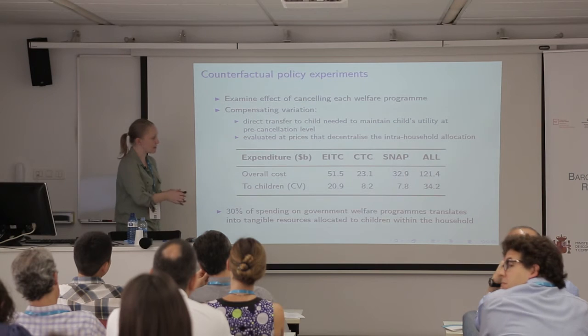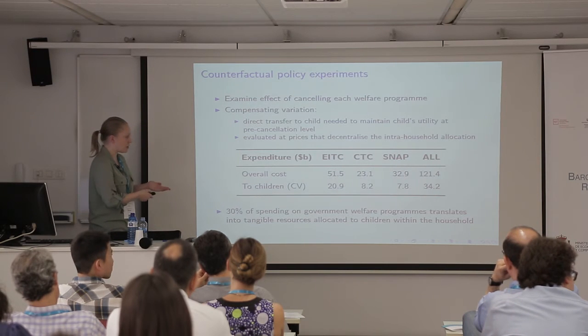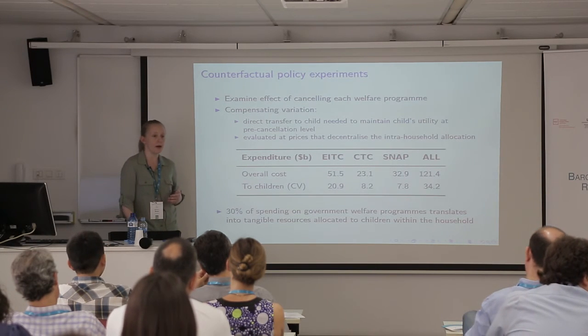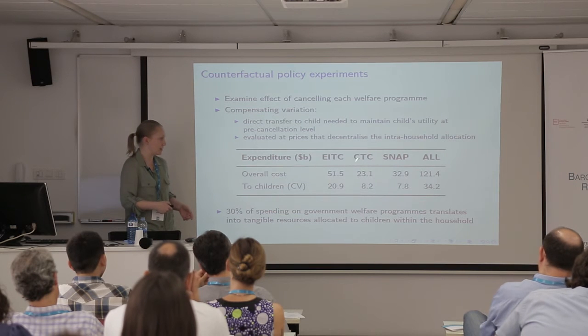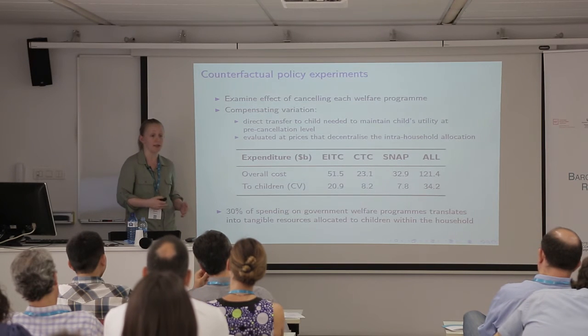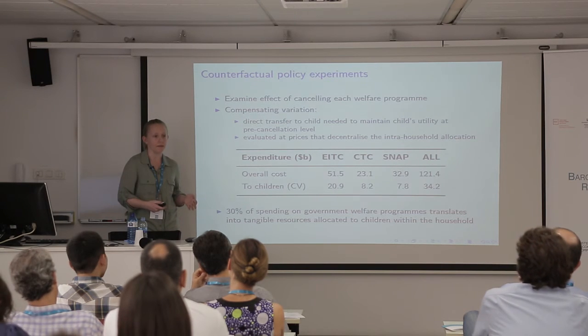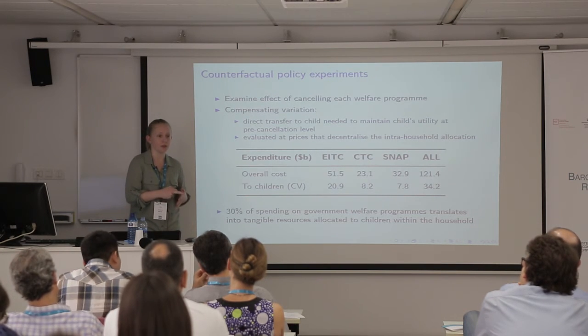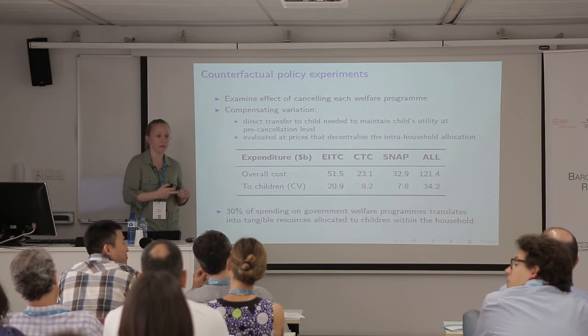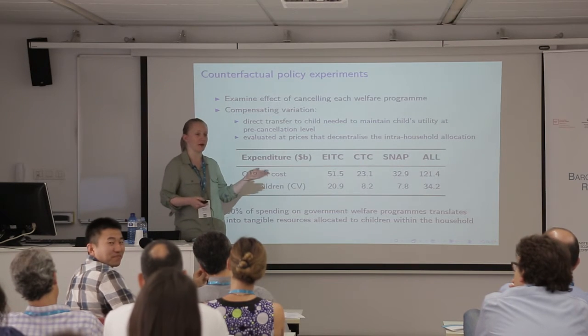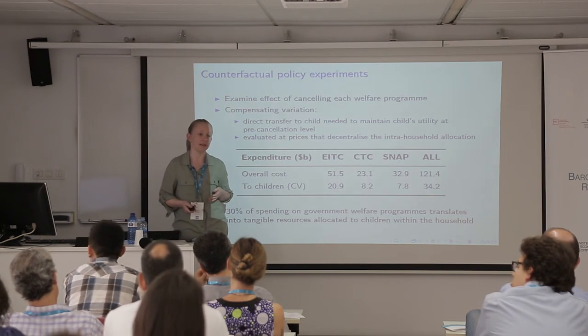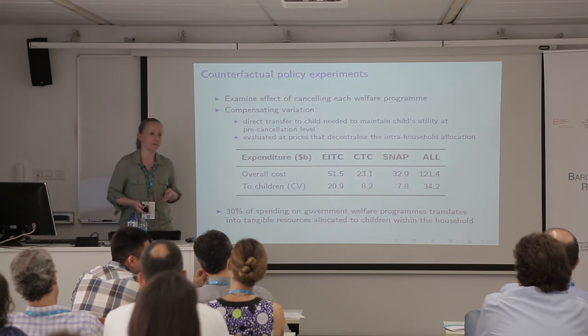The interesting thing here, which isn't on this slide, is that about 50% of spending on the EITC and CTC gets through to children in sole parent families. So we might think that sole parent families are more effective in allocating resources to children. Spending on cash welfare programs might be more effective in sole parent families than in couples.